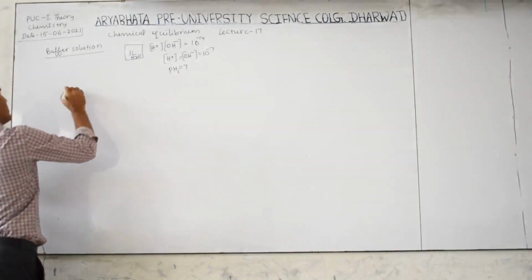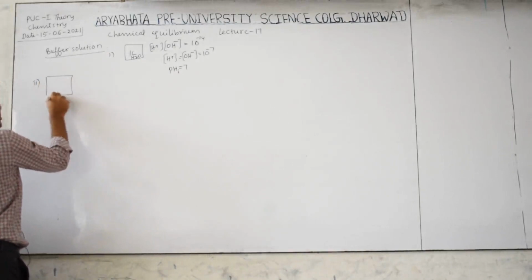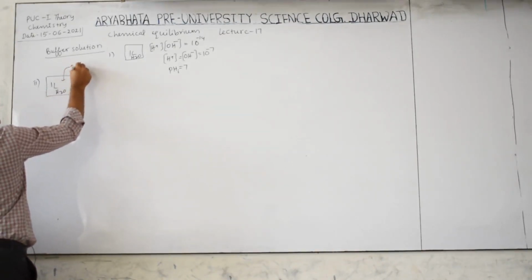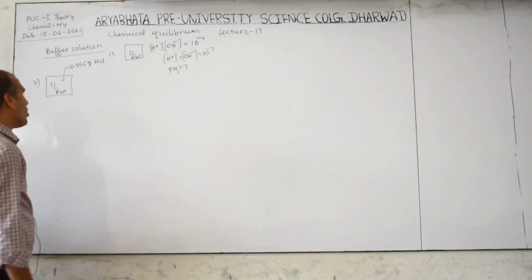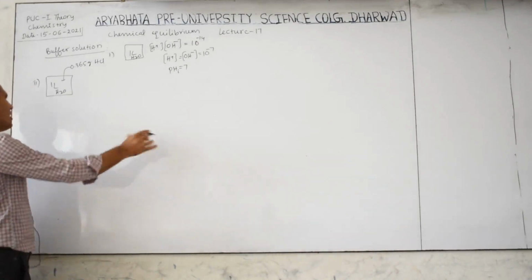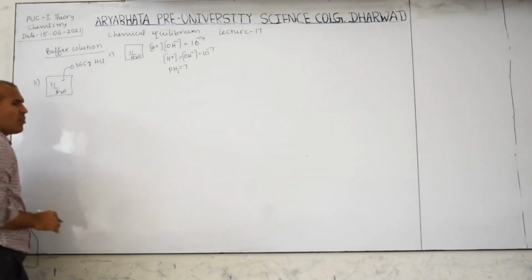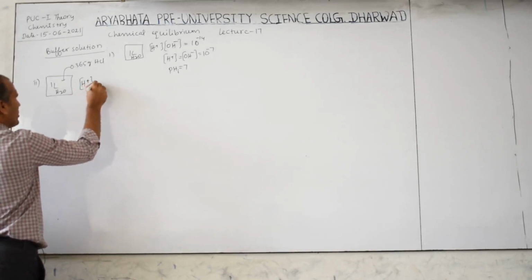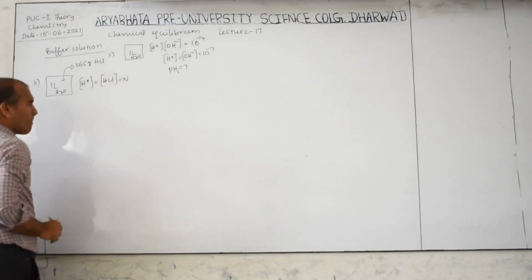That is the first condition. The second one: to this 1 liter of water, I added 0.365 gram of HCl. Then what happens when you add acid? pH will decrease. Decrease or not, you just check here. First we have to calculate the normality, because we know that the H plus ion concentration of a strong acid is equal to its HCl concentration, that is normality.